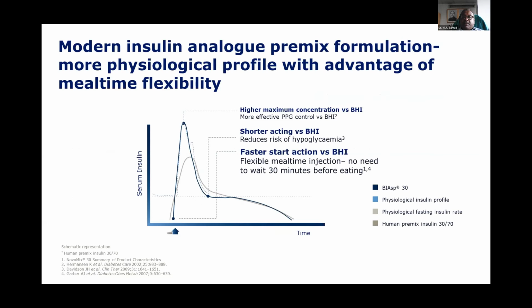So analog premix formulation has a more physiological profile with the advantage of mealtime flexibility. You can take the meal after 1 hour or half an hour or 2 hours like this. Also a higher maximum concentration versus biphasic human insulin, shorter acting versus biphasic human insulin, and faster onset of action.